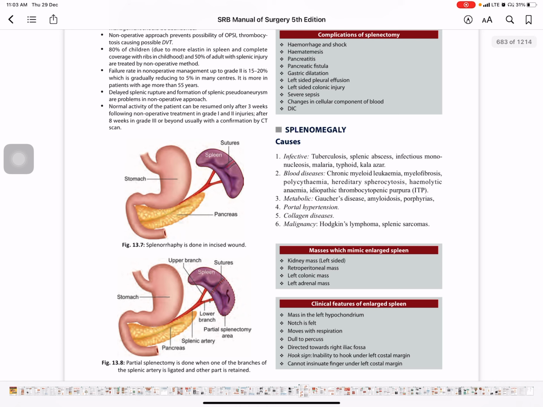Then, what are the causes of splenomegaly? We have infective causes, the most important being Kala Azar. Blood diseases such as leukemia, lymphomas, ITP, hereditary spherocytosis, hemolytic anemias. Metabolic causes such as amyloidosis, Gaucher's disease, porphyria. Portal hypertension, more commonly left-sided portal hypertension, also called sinister portal hypertension. Malignancies such as Hodgkin's lymphoma, splenic sarcomas.